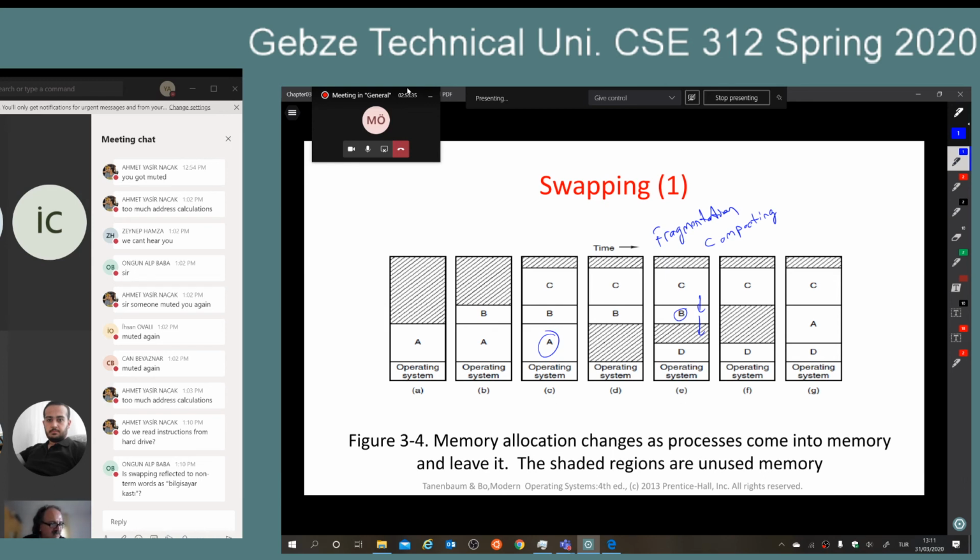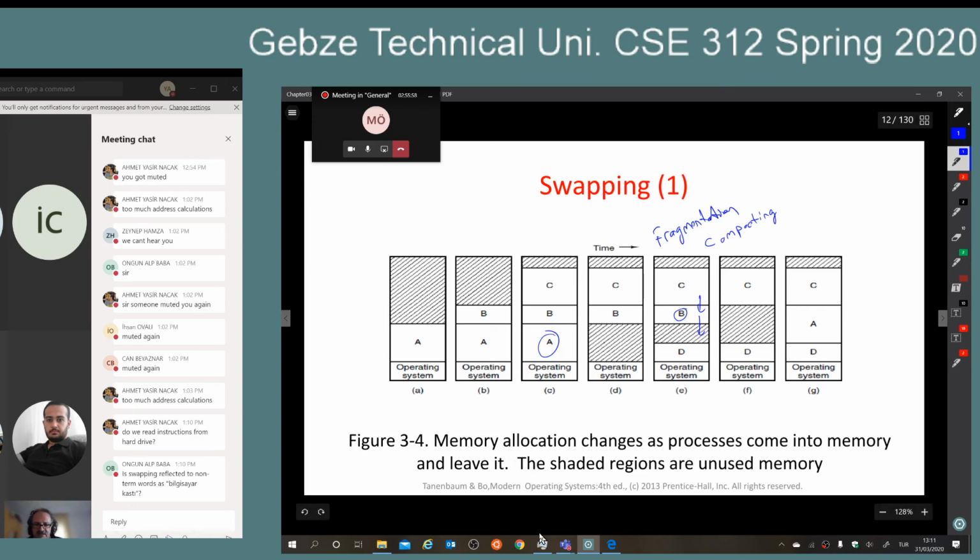Another question: is swapping reflected to non-technical words as "bilgisayar kastı"? I don't know what bilgisayar kastı means, but usually I hear people saying that when they load too many programs and lots of swapping in and out is happening. Okay.